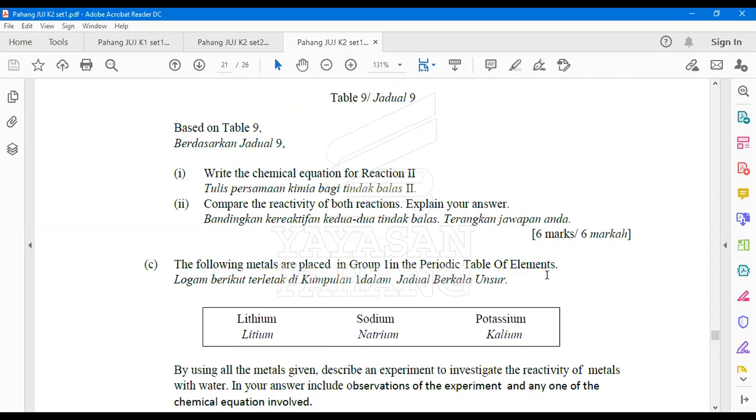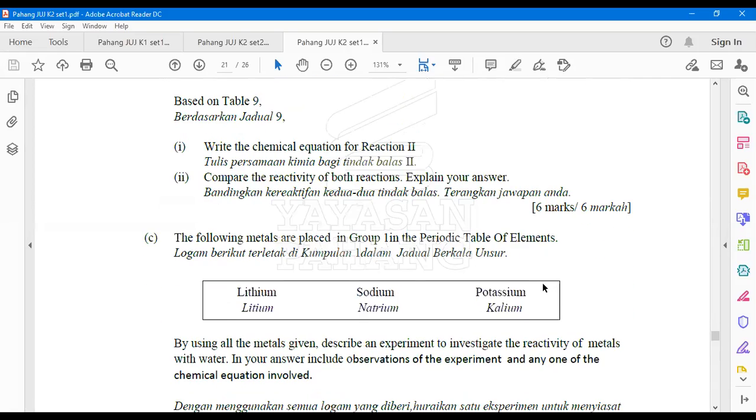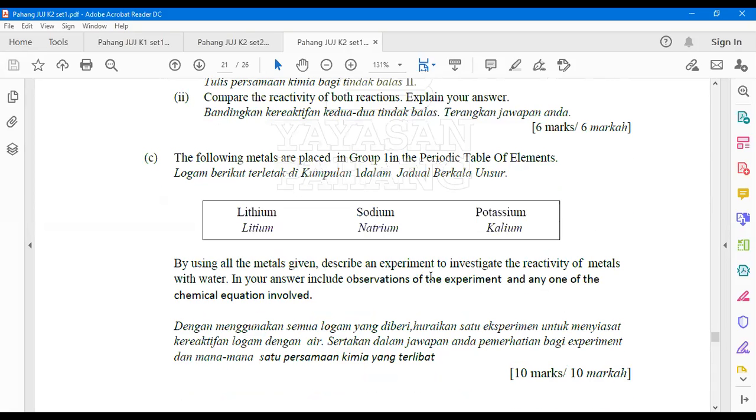Now, next part. The metals are placed in group 1: lithium, sodium, and potassium. By using all the metals given, you are going to describe an experiment to investigate the reactivity of metal with water. And you are going to include observations of the experiment and any one of the equations. Can you see any one? That means, let's say you want to use lithium, so you put lithium to react with the water. At the beginning of the lesson just now, when we were discussing the objective question, I've already written it for you. So now I'm not going to repeat.